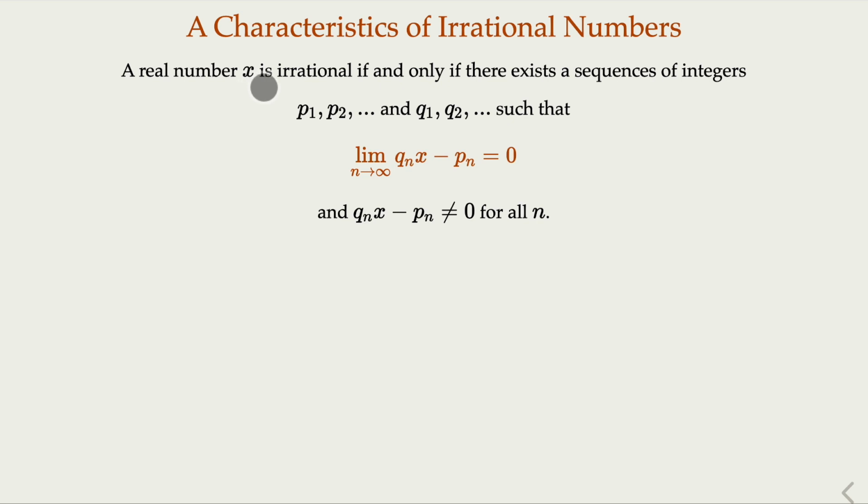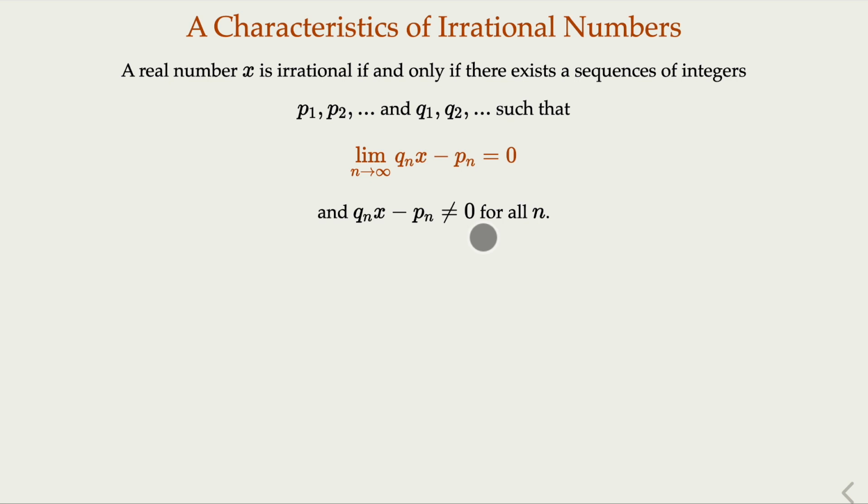We say that a real number x is irrational if and only if there exists a sequence of integers p_n and q_n such that the limit as n goes to infinity of this quantity goes to 0. That is, p_n over q_n is getting close to x. Now, of course, we assume q_n x minus p_n is not equal to 0, because otherwise x would be a ratio of integers, which would be rational, right? So that's the result we're going to use.